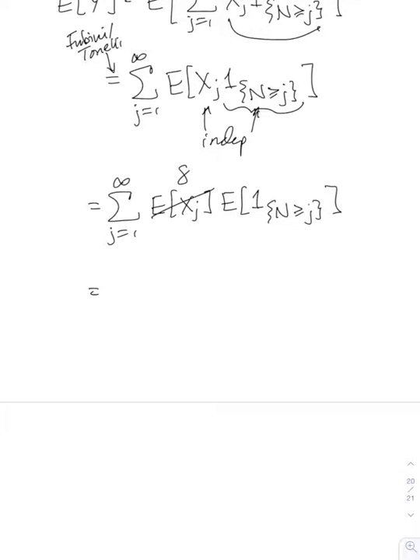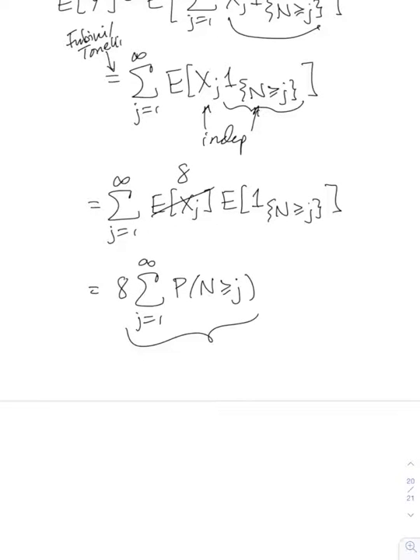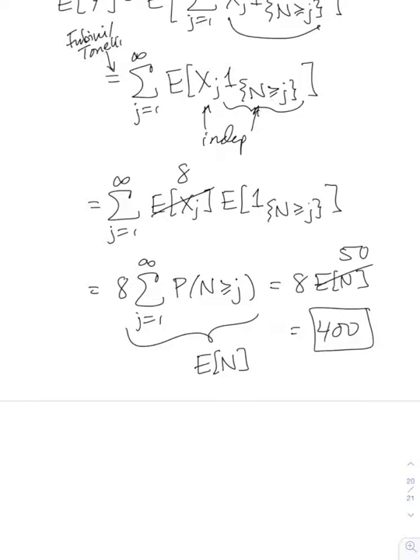This here is 8. I can pull that out. And here I have just the probability that n is bigger than or equal to j. And this quantity you should recognize. We have a formula for that we've seen a couple of times, at least once before. That is one way of calculating the expected value of n. So this is 8 times the expected value of n. The expected value of n in this problem is 50. So $400 is the expected total amount of money spent in the store that day.